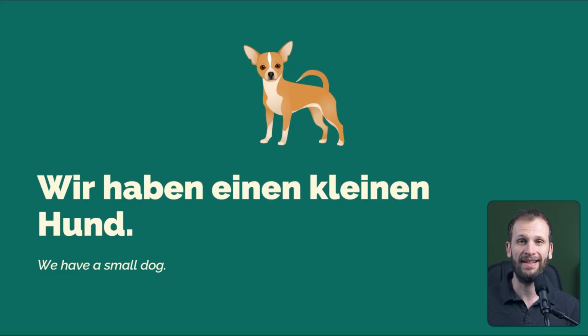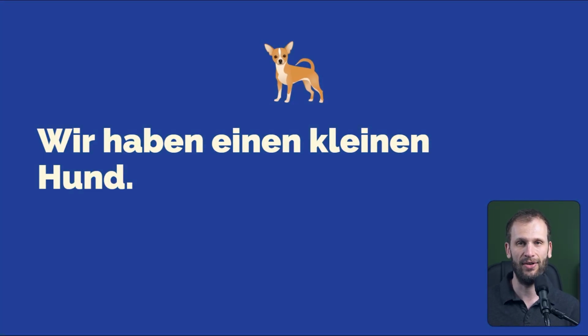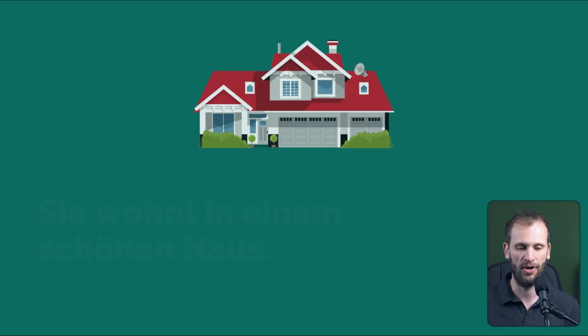Wir haben einen kleinen Hund. Haben, you guessed it, also takes the accusative form. So we need einen kleinen Hund because, again, Hund is a masculine noun. Der Hund. We have a small dog. Wir haben einen kleinen Hund. Double N. Let's move on.